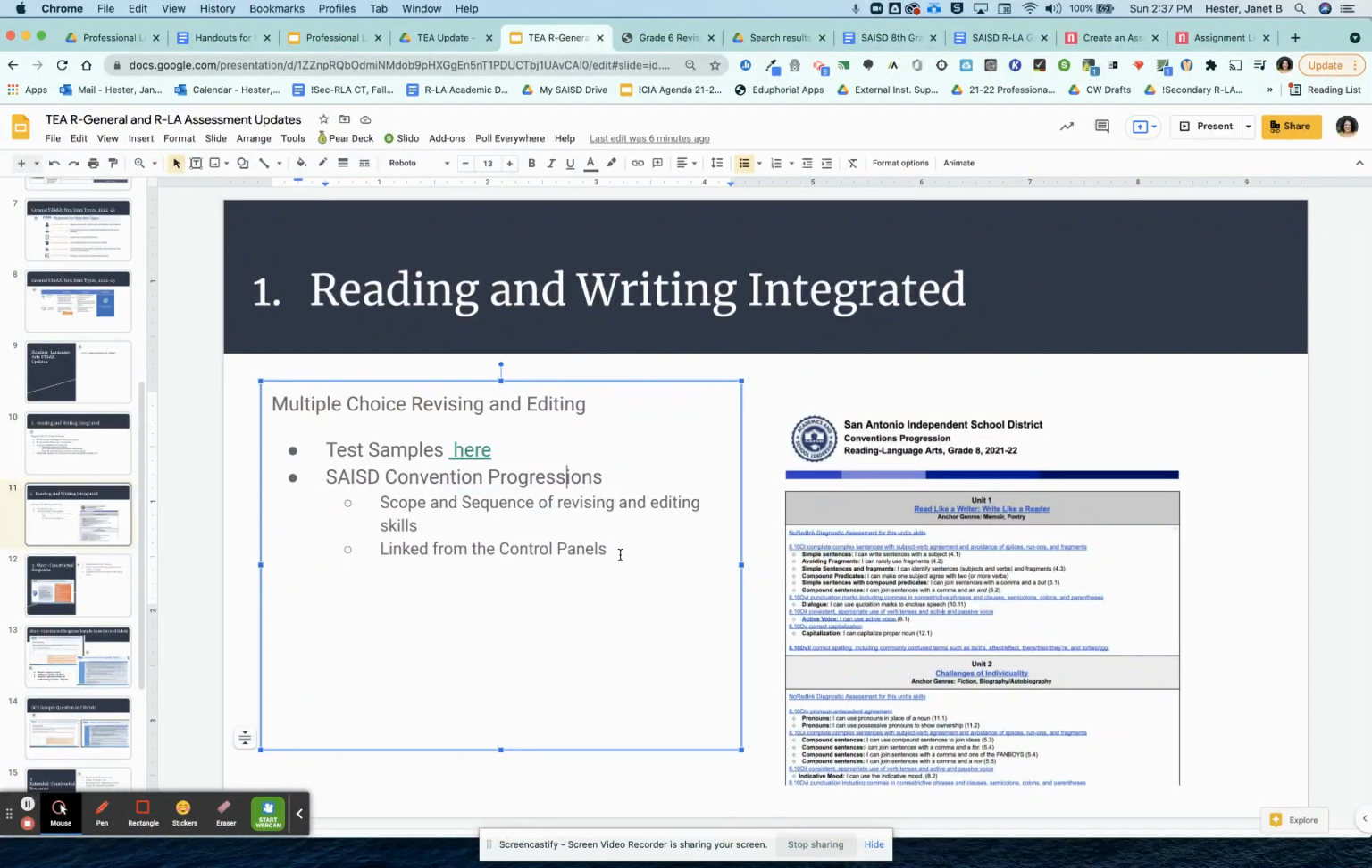So we are building lots of resources for you to make sure that we're ready. Keep in mind, this shift isn't happening until 22-23, but we're not waiting until 22-23. We're going to go ahead and start teaching all these skills explicitly starting now.